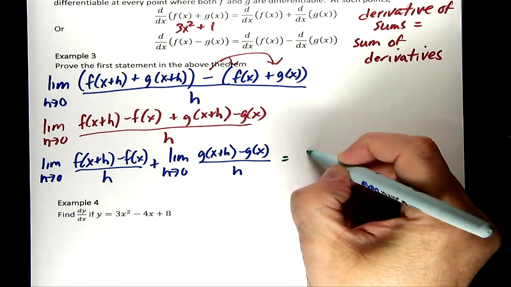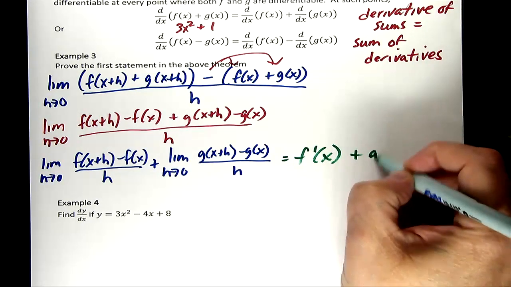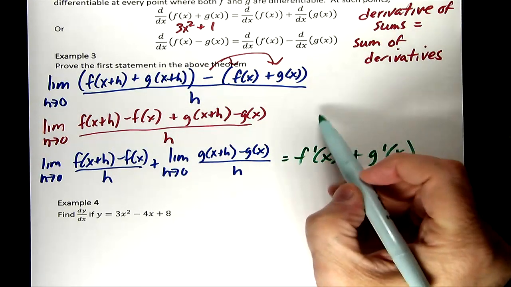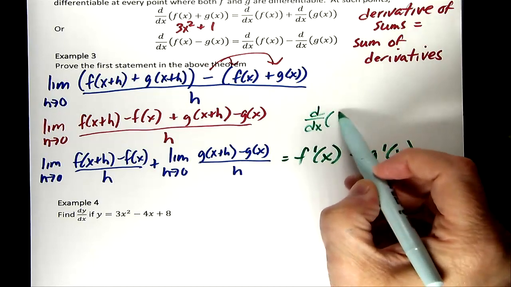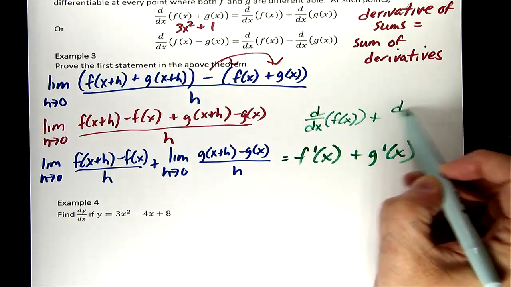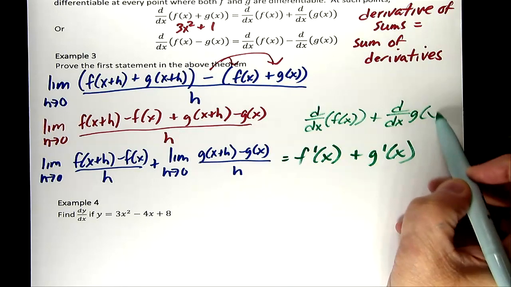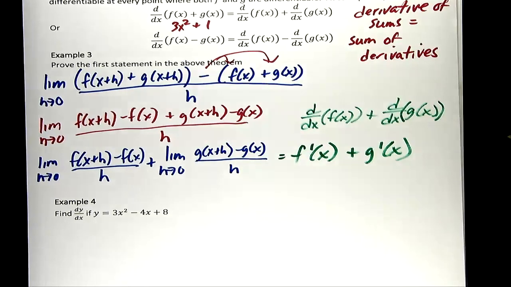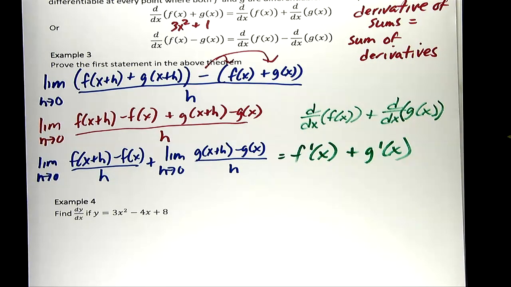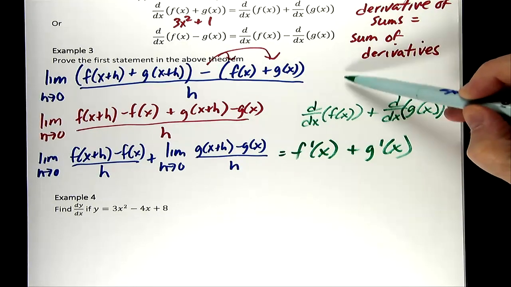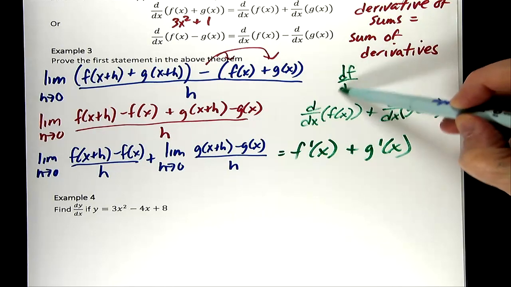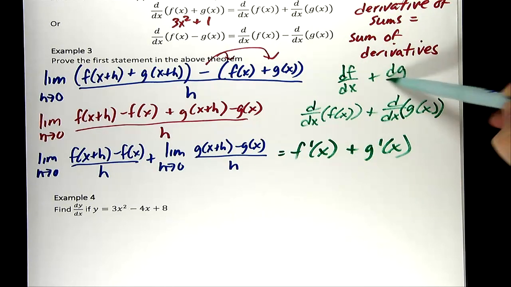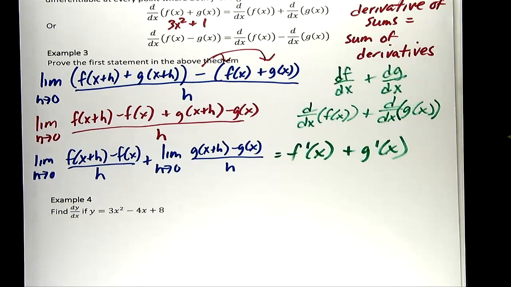Finally, that first one is f prime of x, and the second one is g prime of x. Or d/dx f of x plus d/dx g of x. Which can also be written as df/dx plus dg/dx. They're all the same meaning. Because having one way of writing it wouldn't be enough.